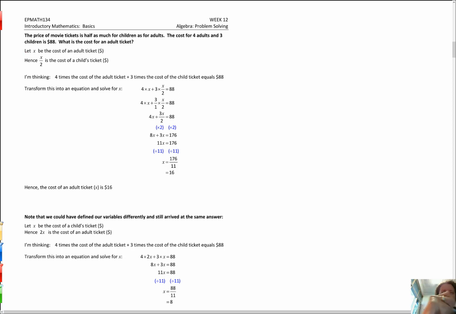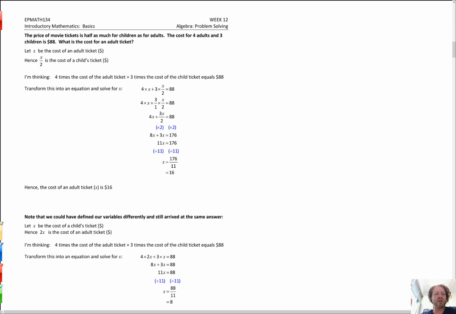This isn't just my example, this is exactly what you should do. Let X be the cost of an adult ticket, because when I start talking about X, I've got to have said what it represents. The first sentence said it costs half as much for children as for adults. So if X is the cost of an adult ticket, X divided by 2 must be the cost of a child's ticket.